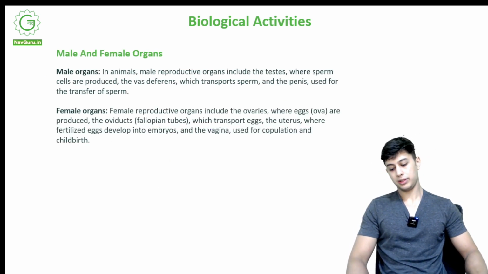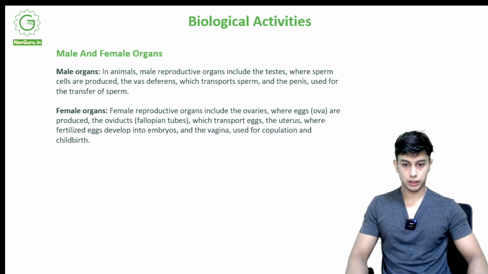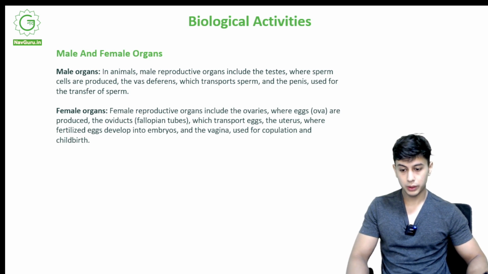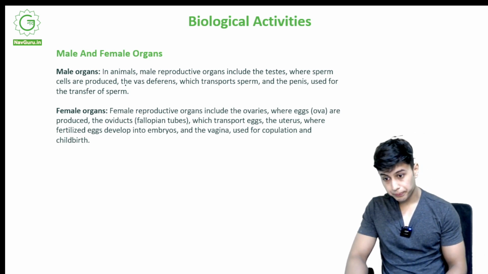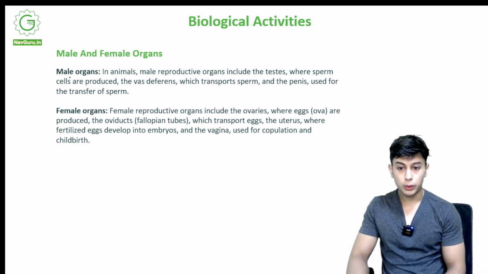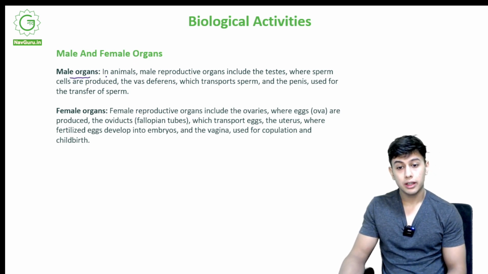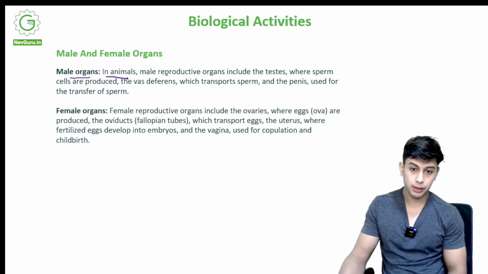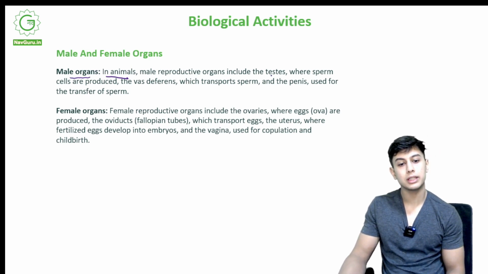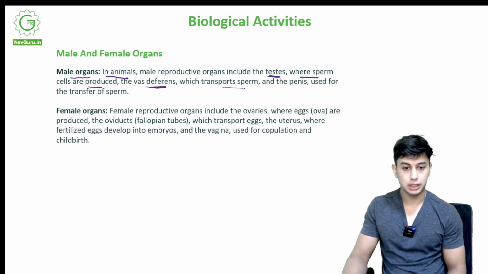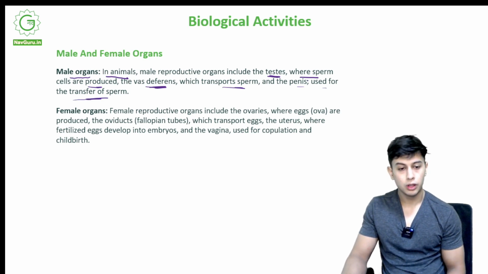Now we come to the male and female reproductive organs inside humans. Now we come to humans, okay? What are the male organs that are present in boys? In animals, now let's first study about animals. The male reproductive organs include the testes, where sperm cells are produced, the vas deferens, which transports the sperm, and the penis, used for the transfer of sperm.